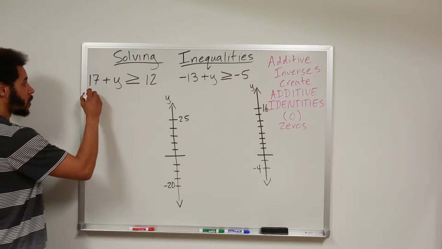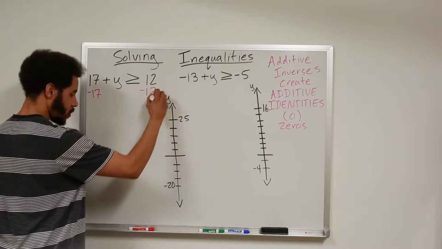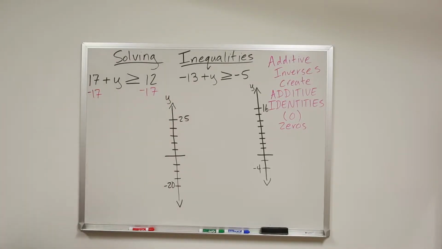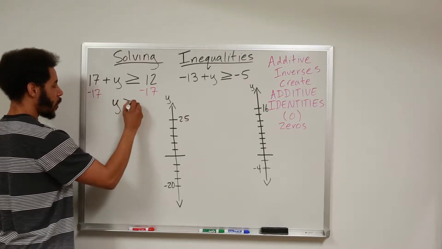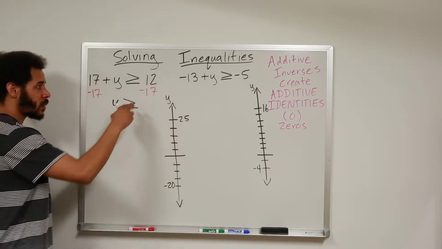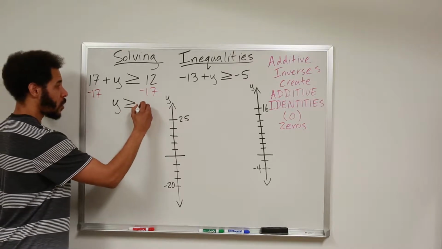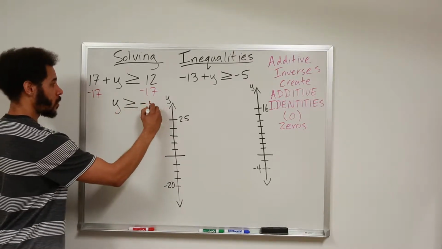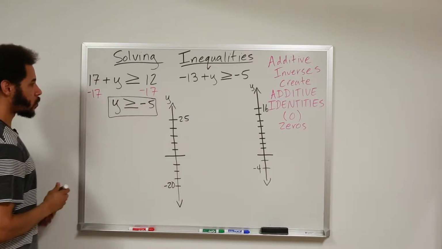So we're going to say minus 17 here, minus 17 here. We have 0 plus y is greater than or equal to. We have a positive 12 and a negative 17. Negative 17 is our greater absolute value. So our final quantity will be negative 5. Y must be greater than or equal to negative 5.